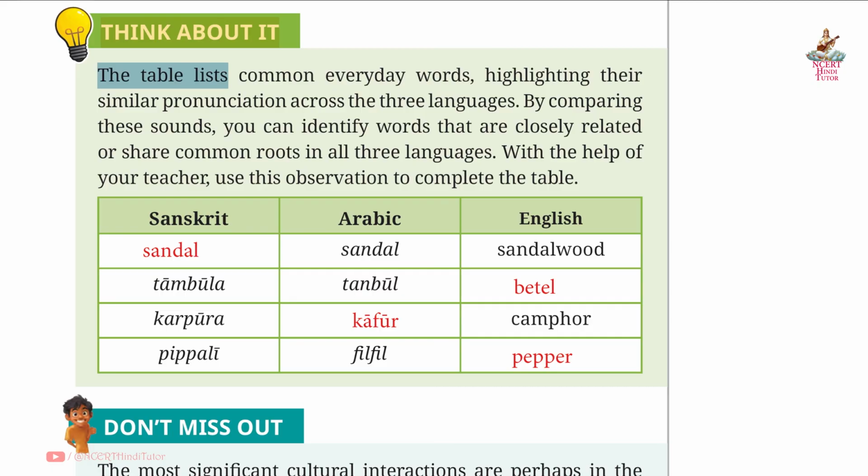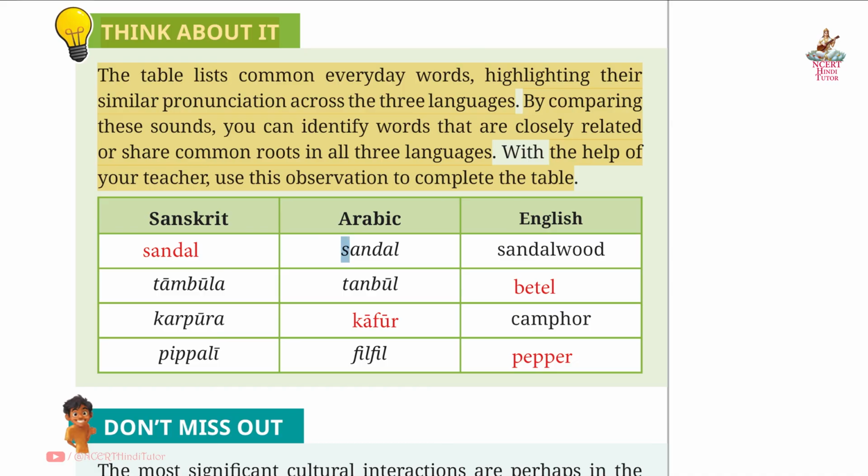The table lists common everyday words highlighting their similar pronunciation across the three languages. By comparing these sounds, you can identify words that are closely related or share common roots in all three languages. With the help of your teacher, use this observation to complete the table.